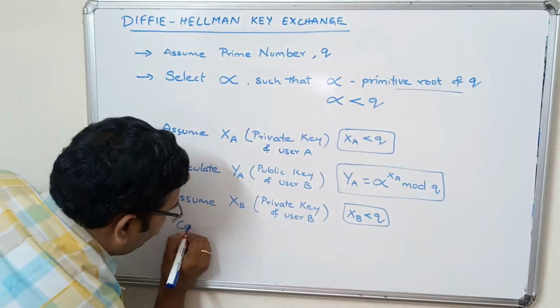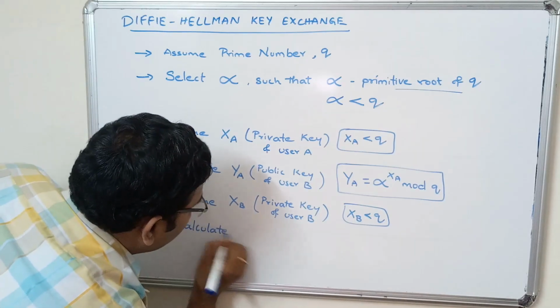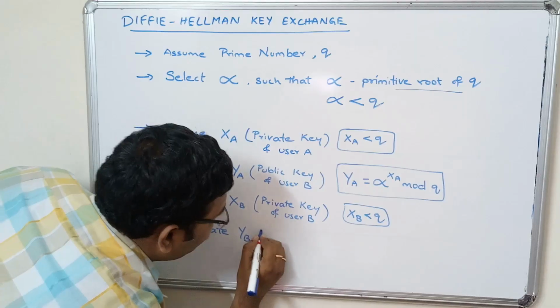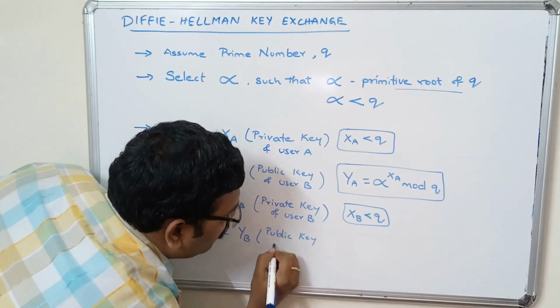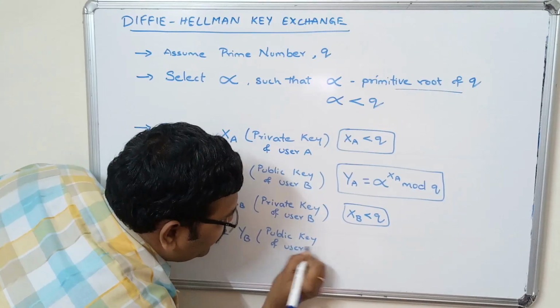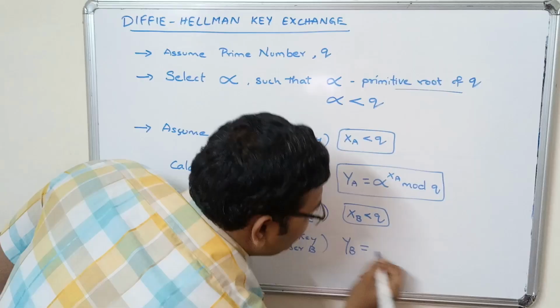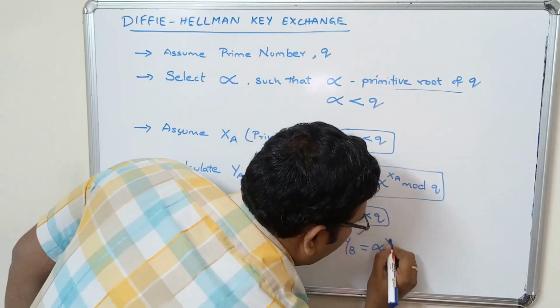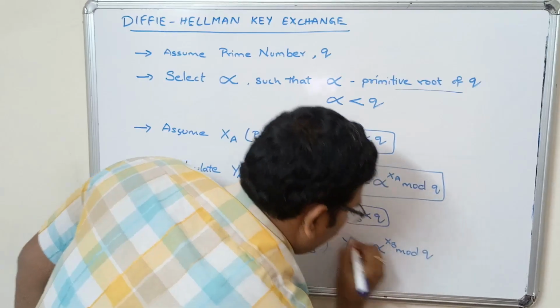Next, calculate YB, which is the public key of user B. That means YB is equal to alpha power XB mod Q.